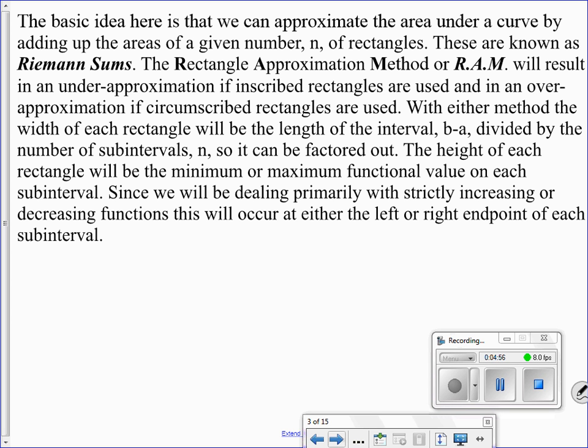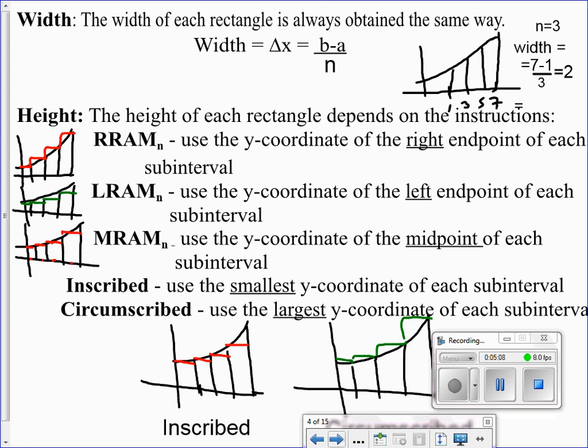And so we'll be approximating area. After we use rectangles to approximate area under a curve, we're going to use trapezoids, because those are pretty cool to work with too. So that's what we're going to be doing this week. The thing is, there are different directions that you might be given to get the height. And so I just want to go through each of these.